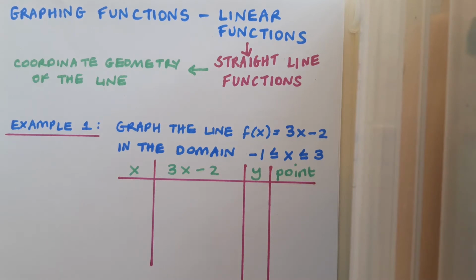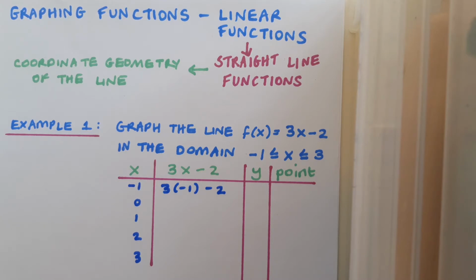On the left-hand side, I'm going to list out my x values. I've been told that my domain is -1 up as far as 3. That means I should go from -1 up as far as 3. So I've listed these values in the x column. Now I can substitute these into my function to get my result for y.